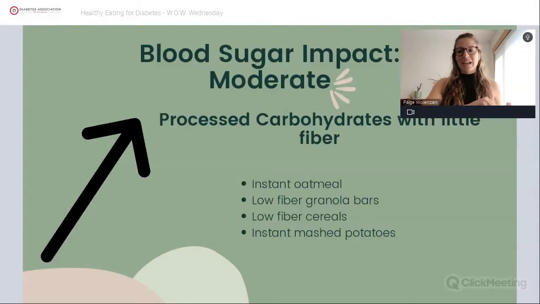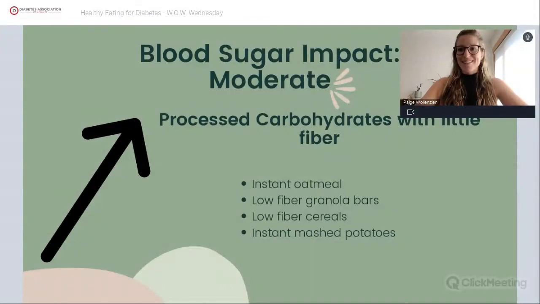All right, so next we're talking about more moderate blood sugar impact. So it's still going to rise, not as fast as the foods listed on the previous slide, but we are going to still see an increase. And these are foods that are considered processed carbohydrates with a little amount of fiber. So in that processing, sometimes fiber can be taken away, sometimes sugar can be added, whatever the case may be. I have a short list of examples for this one. These include instant oatmeal, low fiber granola bars, low fiber cereals, and instant mashed potatoes. So these are just some examples of foods that are going to impact our blood sugars.